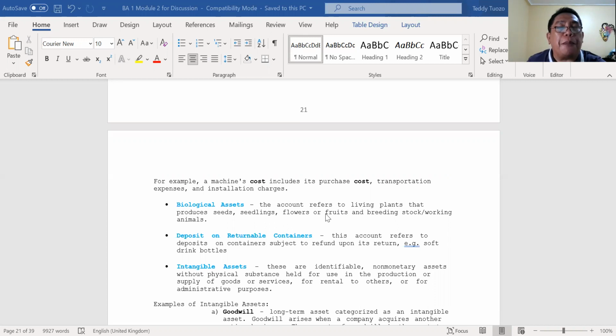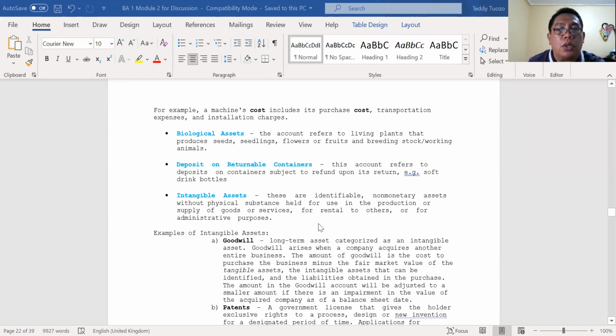Another, aside from property, plant, and equipment, from out of the non-current assets, are biological assets. I have already discussed earlier that this represents trees. The fruit-bearing trees are classified as non-current assets, while the fruits, whatever you harvested from that fruit-bearing tree, will be biological assets, not classified as non-current assets. I also have explained to you already the deposit on returnable container.